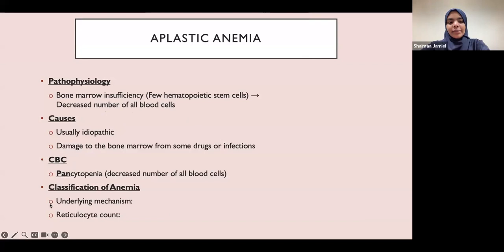In the CBC, you would see pancytopenia. What does pan mean? Pan means all. Pan means everything, okay? So all cyto, cells, penia, deficient. So all of the cells are low. There is a lack of all the cells: red blood cells, white blood cells, platelets, okay? So this is a very important finding of aplastic anemia, that you're going to find that all cells are low. And the classification of the anemia by underlying mechanism, what is it? Hyper or hypo?